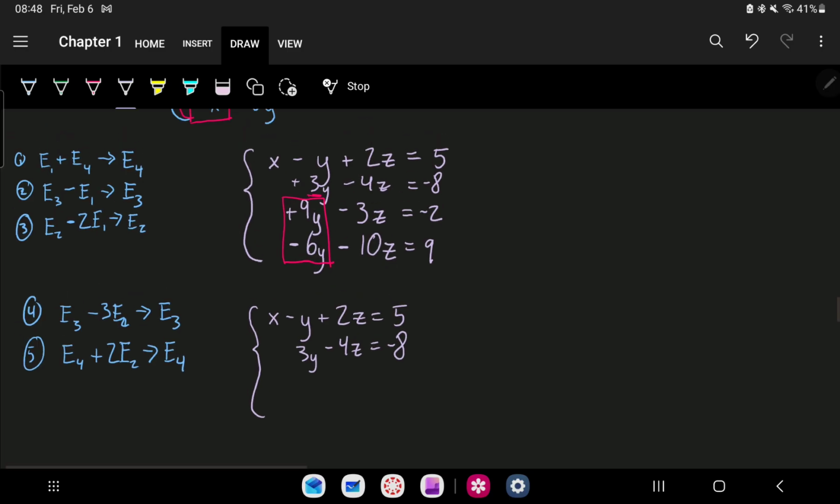Now, for the first one, off to the side, I'm going to multiply everything by negative 3. So that's going to give us a negative 9y. Negative 3 times negative 4 will be a 12z. Negative 3 times negative 8 will give us a 24. All right, and we're just going to write this here just so I can do the addition. I'll erase it in just a minute.